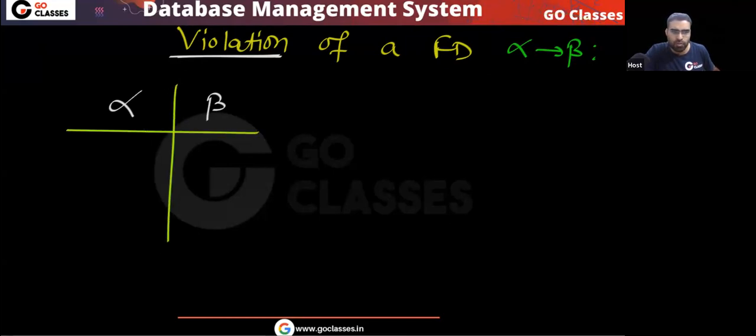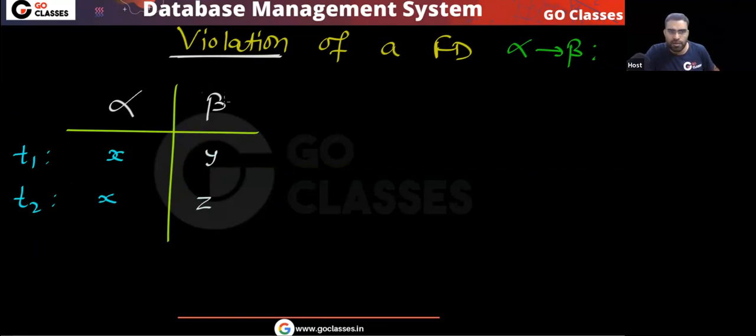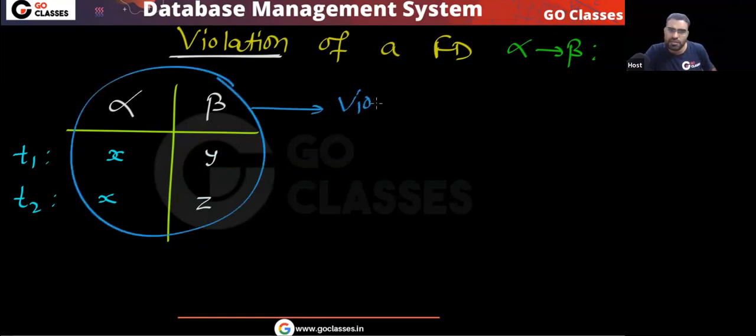You must create a situation where you put some value X in these two tuples. These two tuples have the same value for alpha, but they have different values for beta. If you can create this type of situation, then we will say that alpha does not imply beta. Is this clear? This is the violation of the alpha implies beta functional dependency.